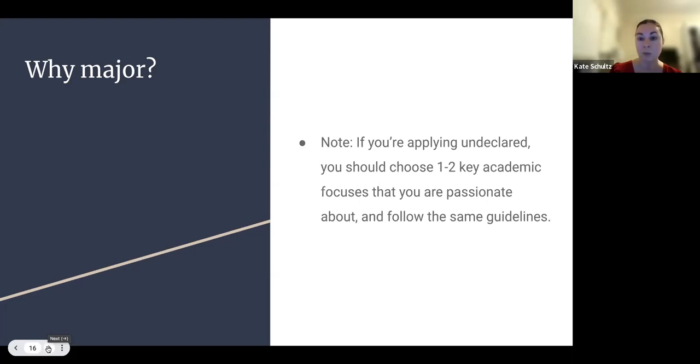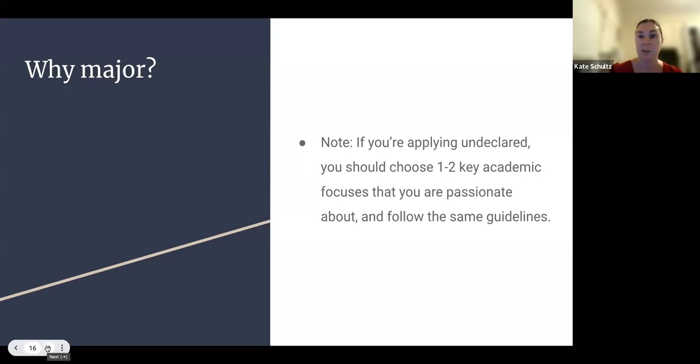Now, as we mentioned, it's okay if you haven't decided yet on a major. What you would want to do in that case, if you do choose to write about a major when you are undecided, is think about what subjects you are interested in. What academic areas do you feel passion for, or have you felt passion for in your last couple of years of high school? And follow the same guidelines for that.